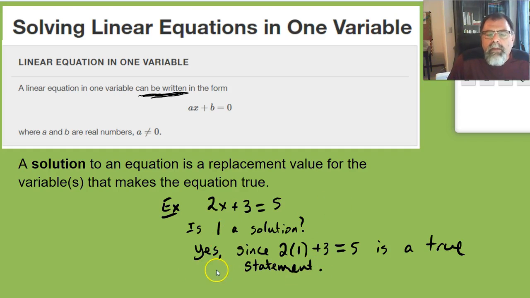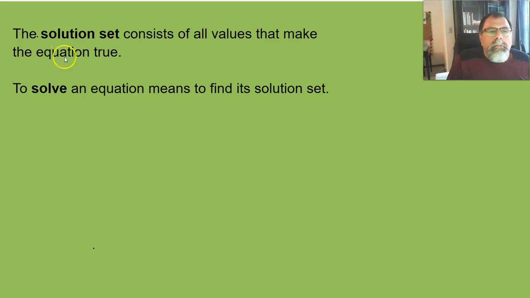We would say the equation has a solution. If 1 is the only solution, then the solution set would be just the set that contains 1. And then that brings me to my next point. The solution set consists of all values that make the equation true. To solve means to find the solution set. So if you're asked to solve an equation, you're asked to find the solution set.